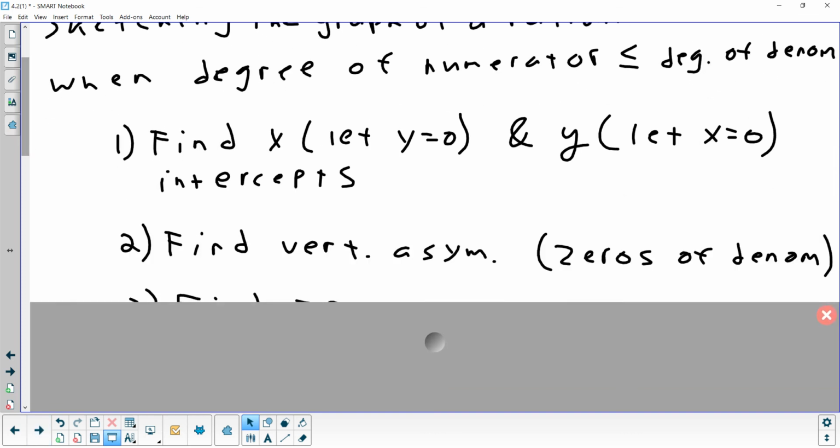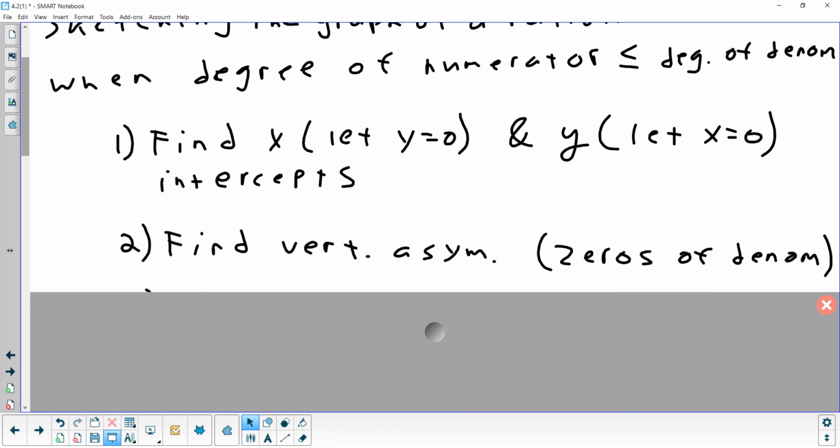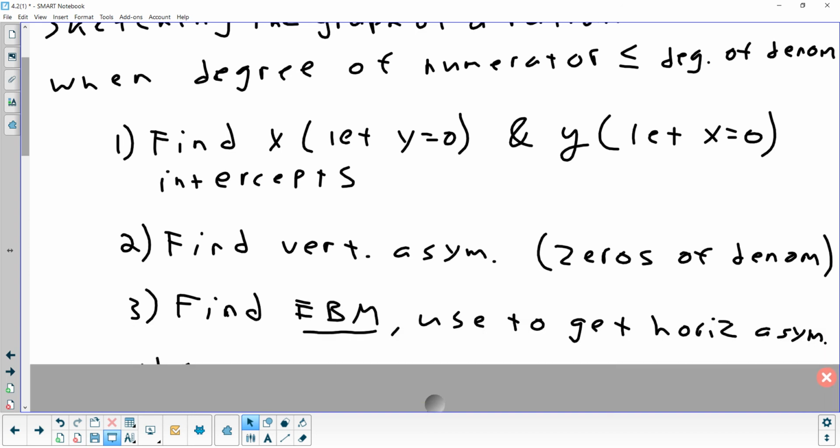All right, next thing you're going to want to find are the vertical asymptotes. So we're going to find the vertical asymptotes by calculating the roots of the denominator. And how do we do roots? We have all kinds of ways. We talked all about that in chapter 3. Next, we want to find the horizontal asymptotes, and we're going to do that by finding the EBM.